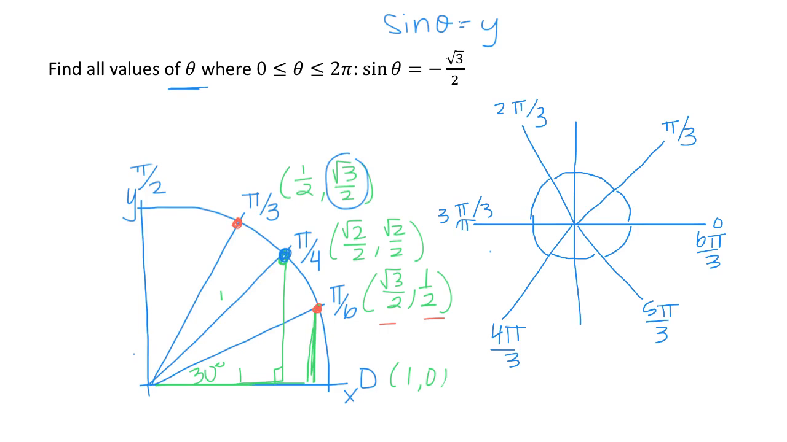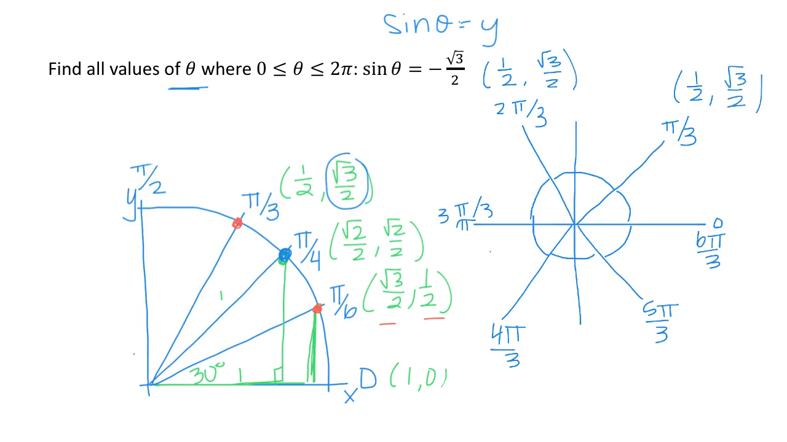So 2 pi over 3, 4 pi over 3, and 5 pi over 3 all have pi over 3 as a reference angle, and they're all going to have root 3 over 2. They're all going to have the same coordinate. They'll all be 1/2, root 3 over 2. But the only thing that changes is the signs.